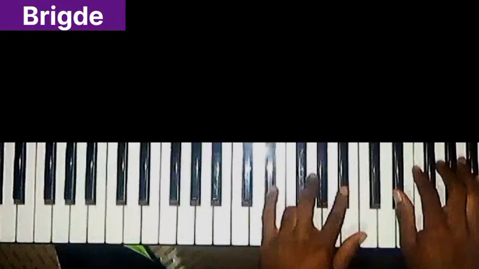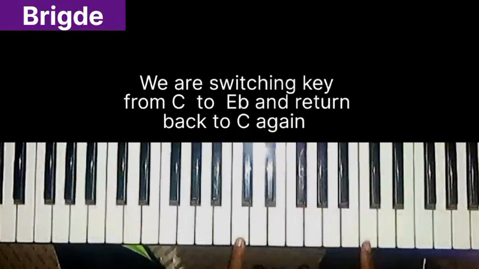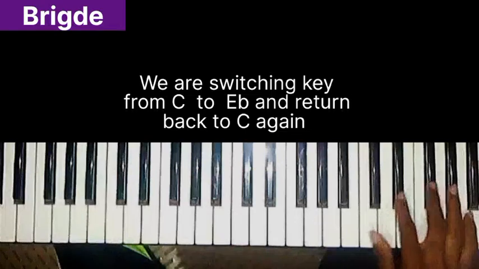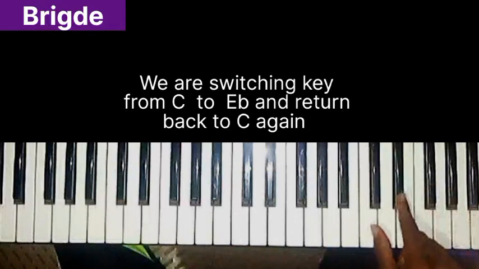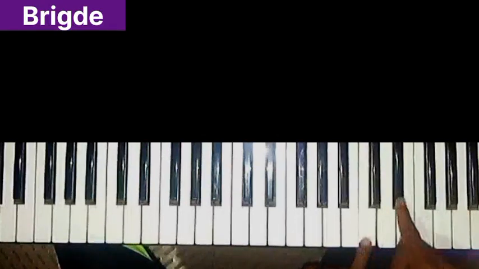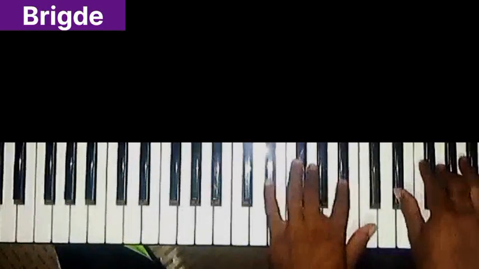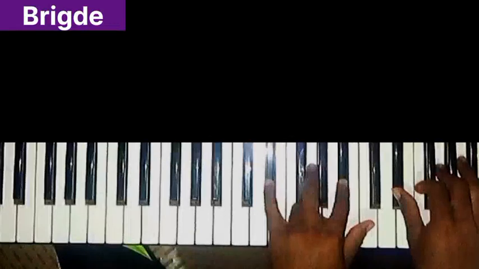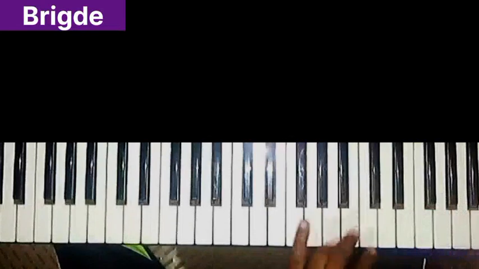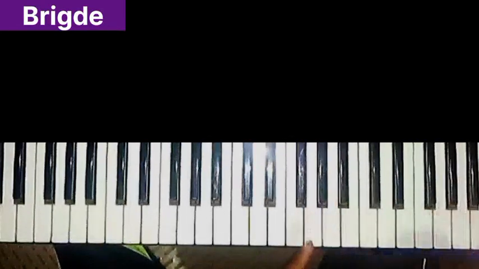So I can say the relative major of key C. Okay, that is E flat, the relative major. These two keys are related in the sense that C is the relative minor of E flat, and E flat is the relative major of C. Okay, so they kind of modulated to E flat. So now this is the bridge. Let me just play it, then I'm going to explain it.